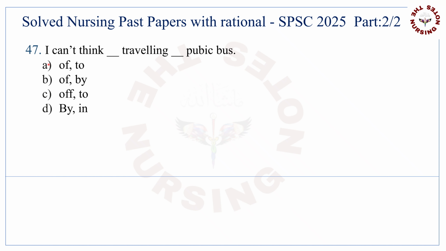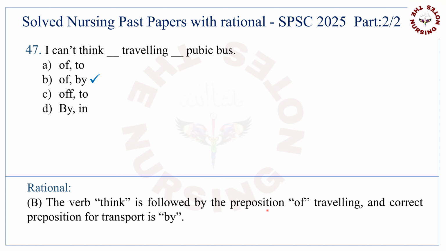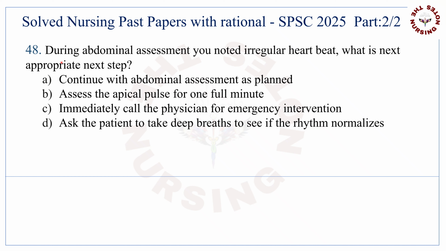Question number 47, I can't think traveling pubic bus. Correct answer is B, of, by. Question number 48, during abdominal assessment you noted irregular heartbeat, what is next appropriate next step? Correct answer is B, assess the apical pulse for 1 full minute.